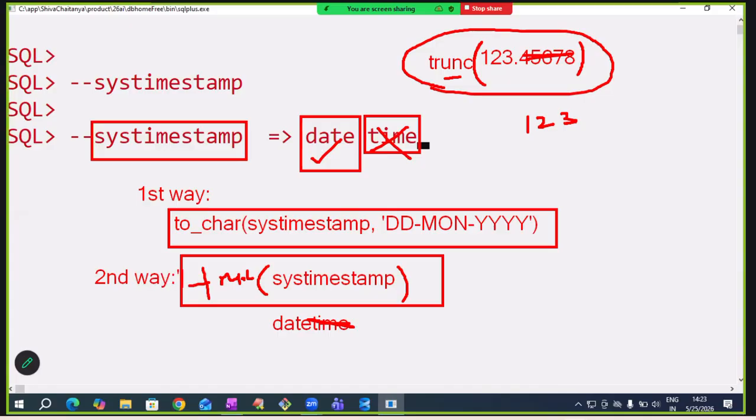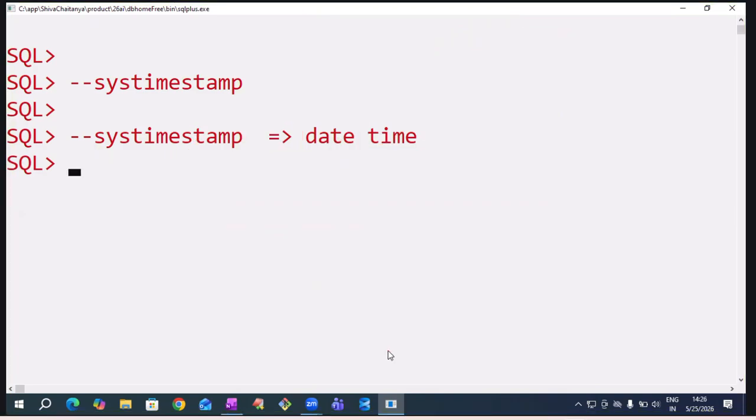Some developers write like this also. Some developers may use to char from system stamp, which means date and time. From date and time, if you want to get date only, using to char it is possible. Using trunk also it is possible. Trunk of system stamp means we get only date. Observe here, this one only I'm showing. To char you already know, I'm not showing. Trunk I'm showing. Observe.